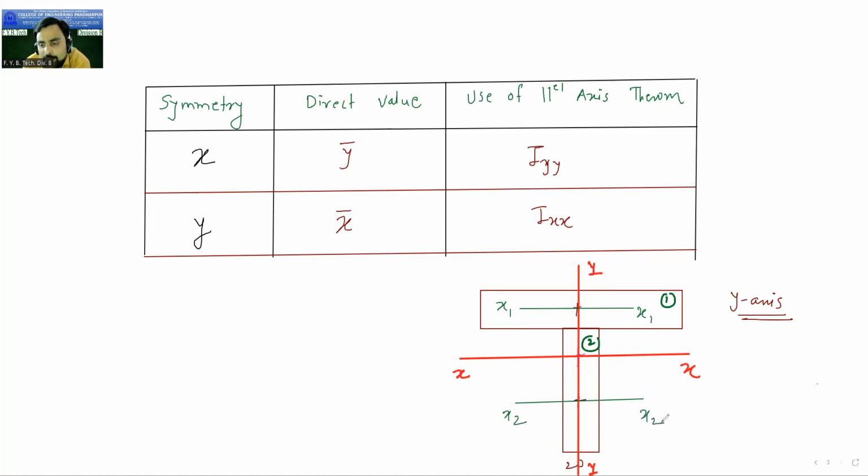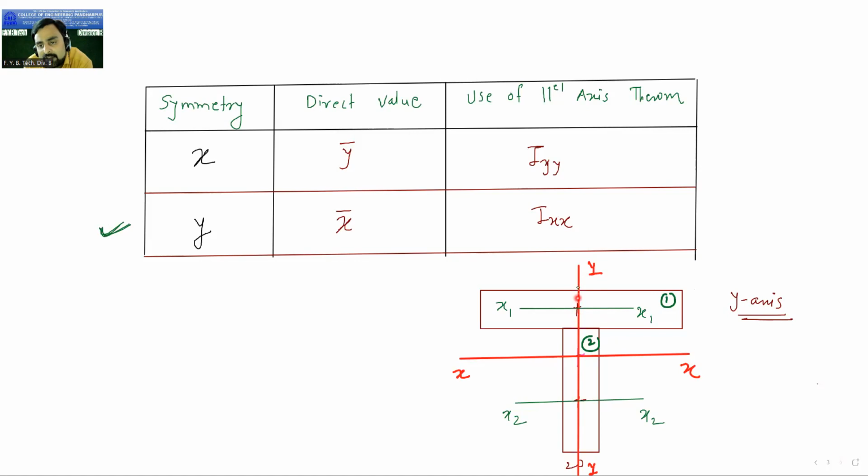Now, if you observe carefully, focus on this table. For x bar you will get the direct value while calculating the CG, and you have to use the parallel axis theorem while calculating Ixx. But for calculating Iyy, there is no need to use the parallel axis theorem. Why is there no need? Because this is the centroid of the first figure.